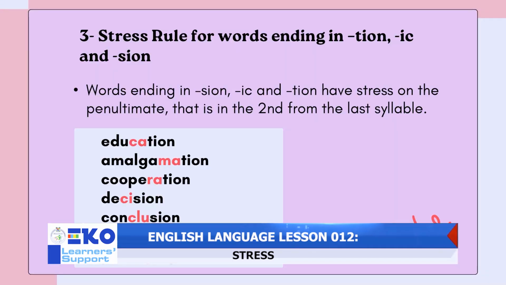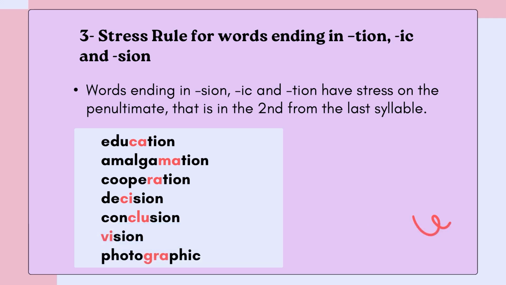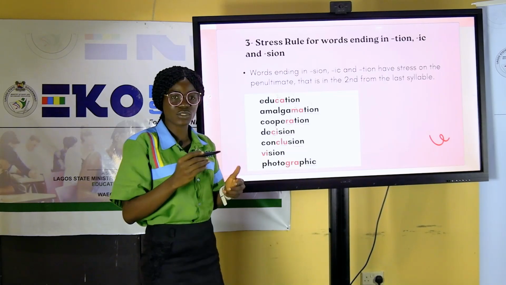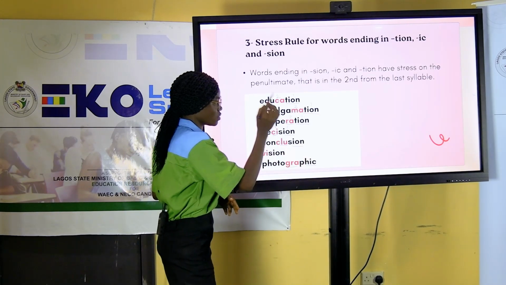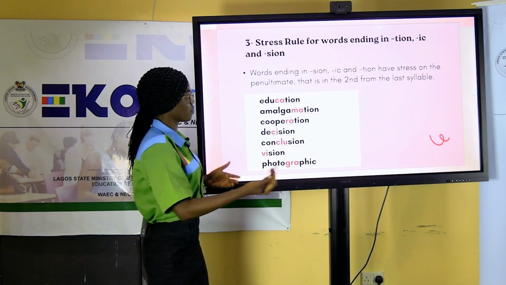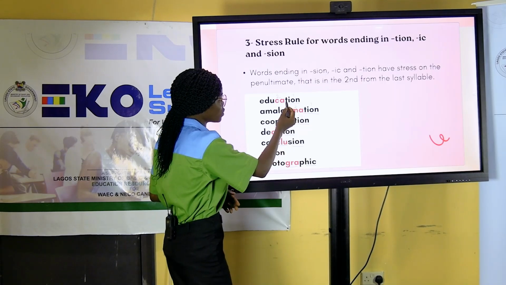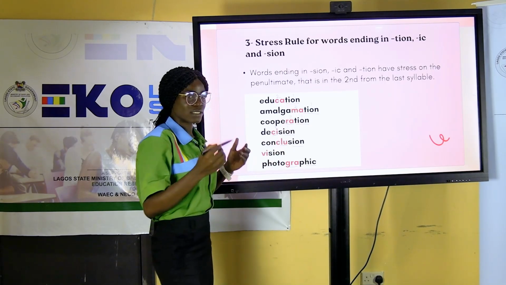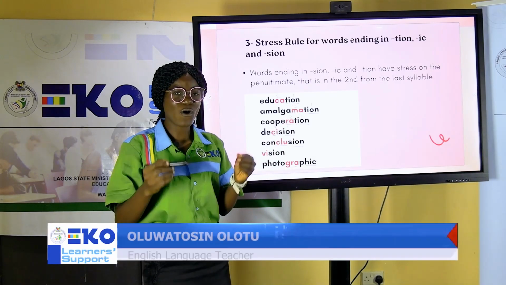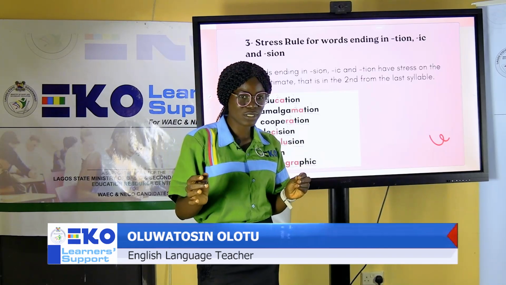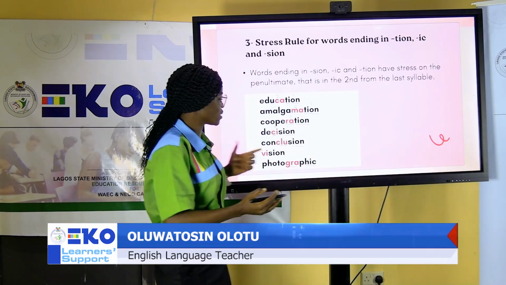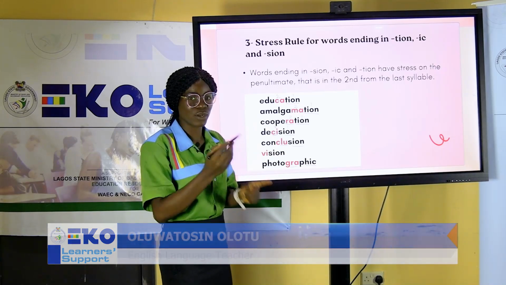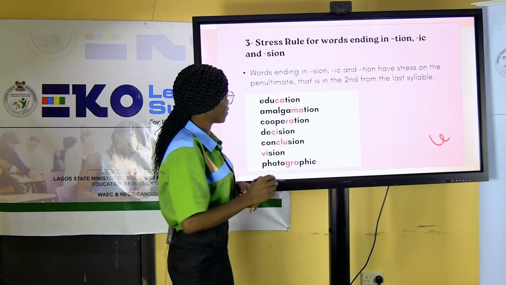Decision, conclusion, vision, photographic. Take note of these words. You can master this. Words that end with tion, sion, or ic are bonus points for you when you come across them in any of your exams. Just take note that you have to stress the penultimate syllable. That's good.